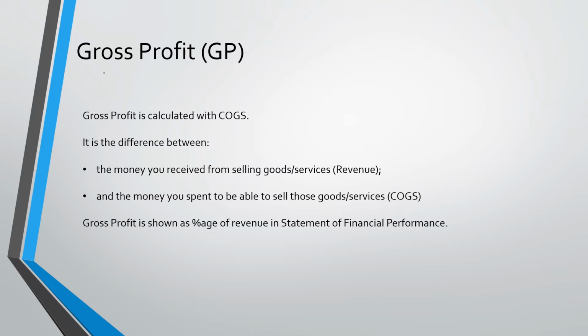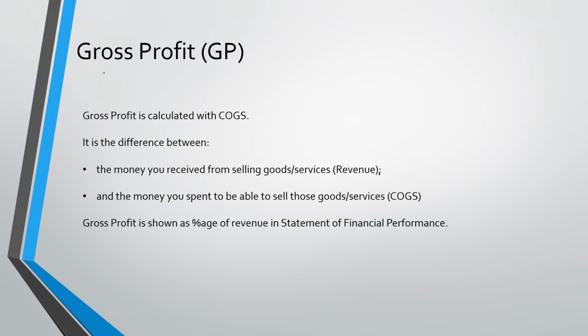Now, gross profit is calculated with COGS. The formula for the gross profit is the revenue you received minus the COGS. So revenue is the money you have received from selling your goods or services. COGS is again the money you spent to be able to sell those goods and services.